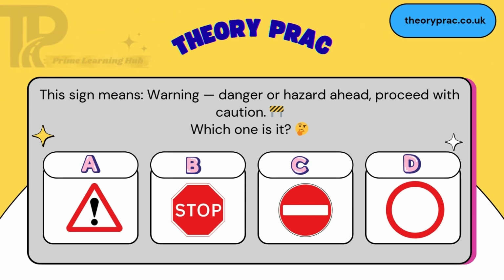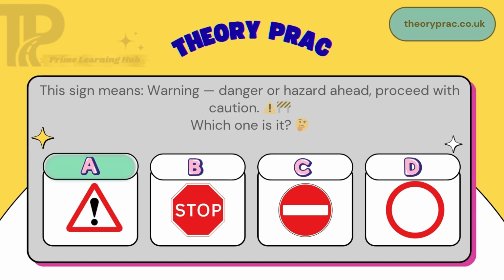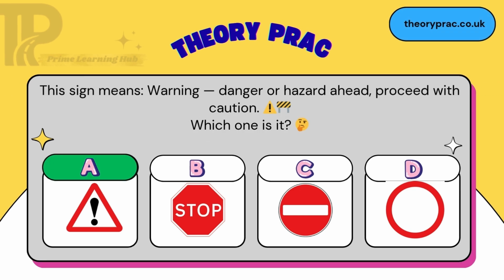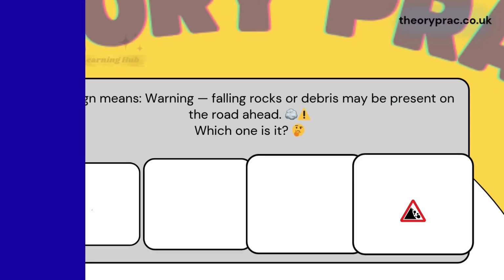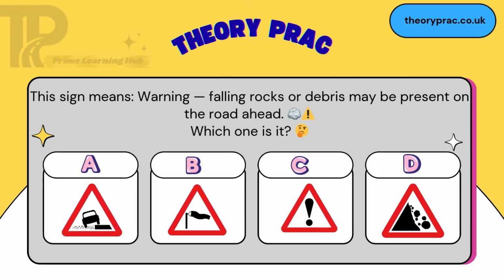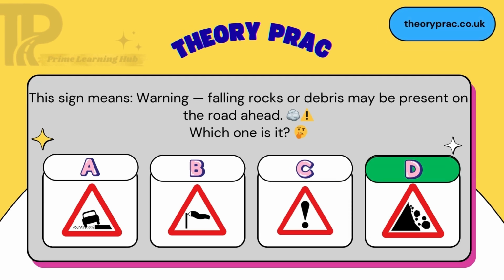This sign means warning, danger or hazard ahead. Proceed with caution. Which one is it? The correct answer is A. This sign means warning, falling rocks or debris may be present on the road ahead. Which one is it? The correct answer is D.